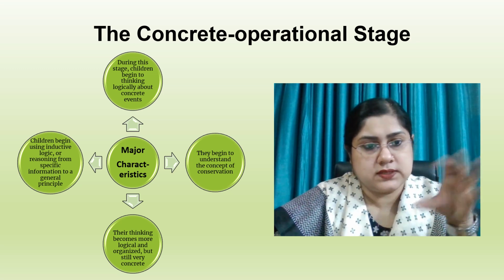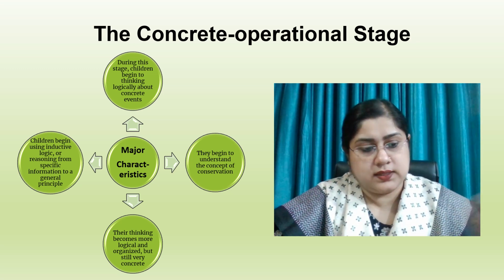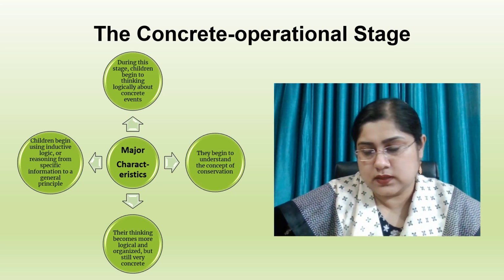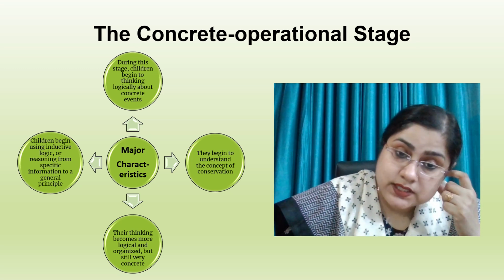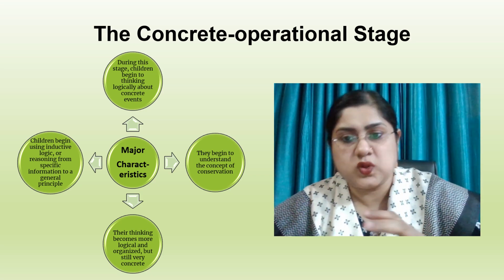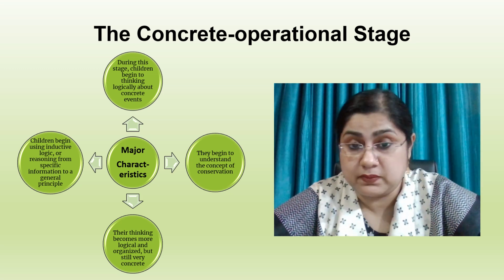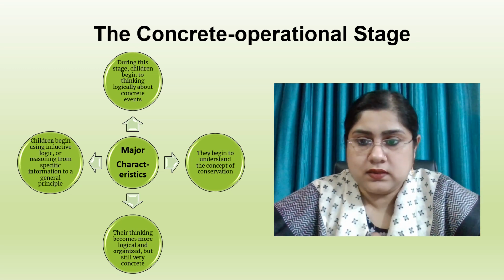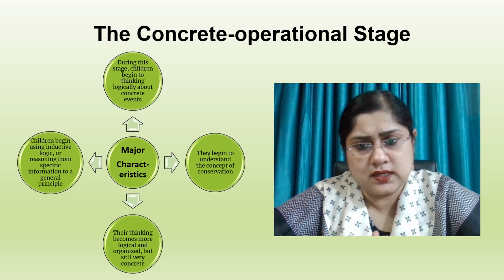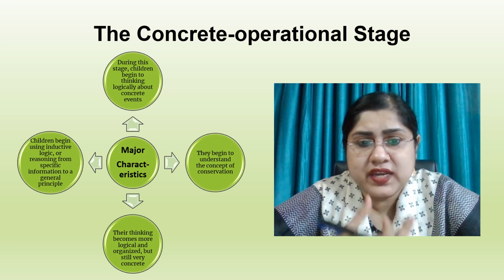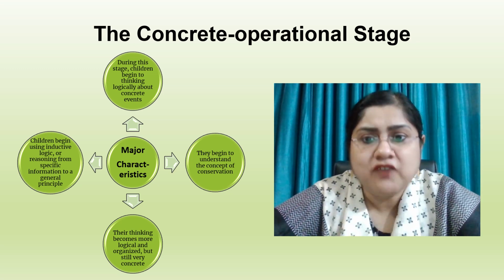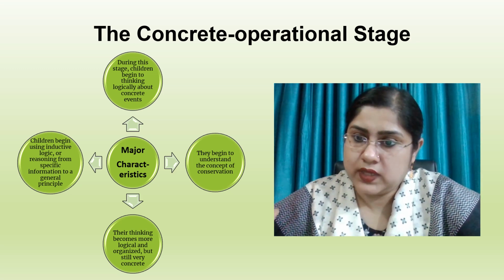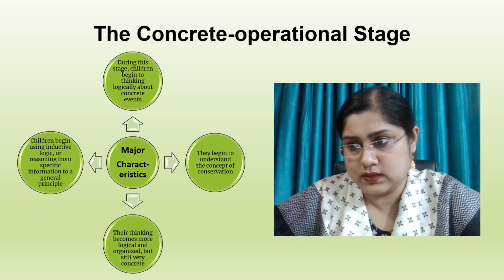This is a very typical example. The same amount of water is kept in a wider cup, and the same amount is kept in a tall and skinny glass. In this stage, the child is able to make out that the amount of liquid is equal in both the tumblers. Their thinking becomes more logical and organized, but still very concrete. They have to have some sort of experience in a concrete way, then only are they going to accept that this thing can happen in this way.